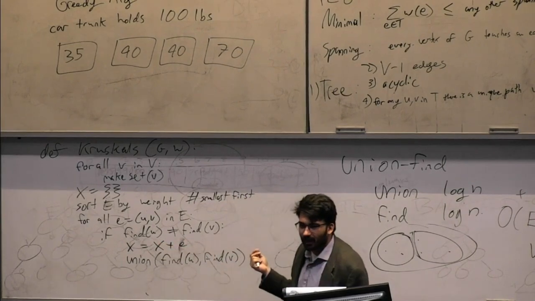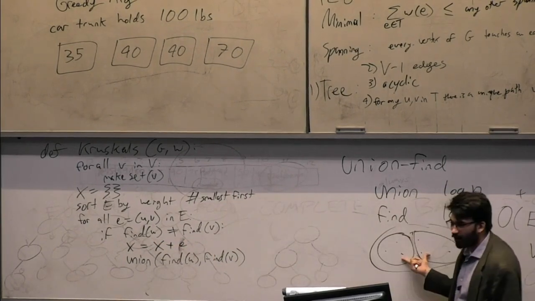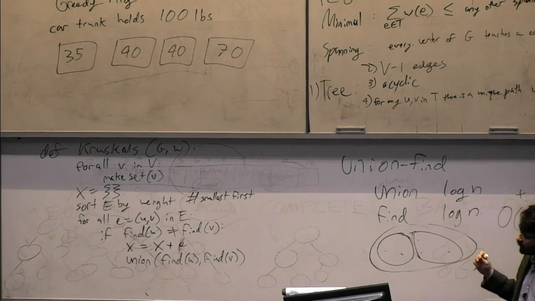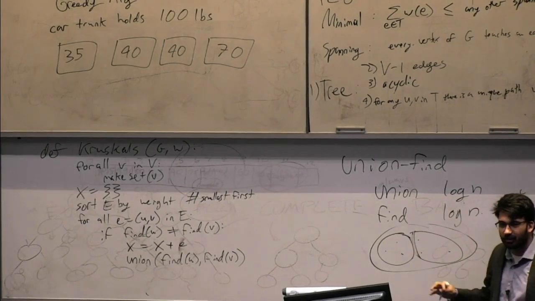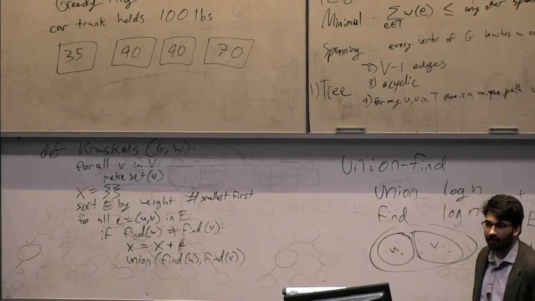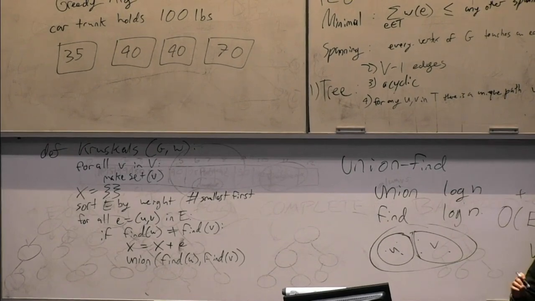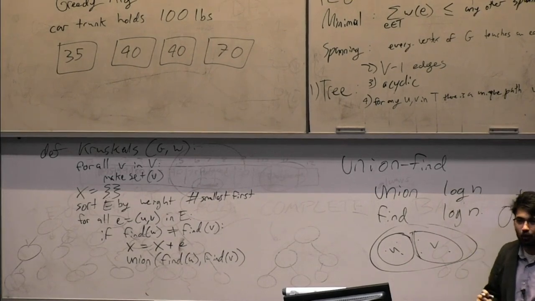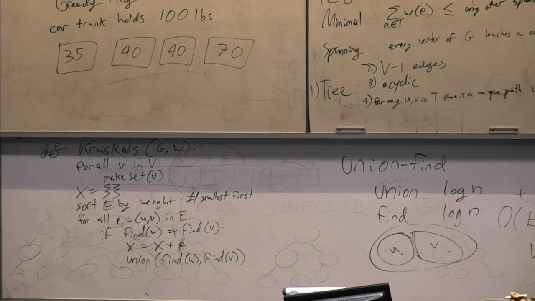But what we mean by find of u and find of v, we mean if find of u and find of v are different components. So if find u is a component, and find v is a component, if they're not equal, then we know u is somewhere over here and v is somewhere over here, right? So currently, in the ST that's in progress, which is X, we know that there is no path between u and v currently. So adding this edge, uv, would not form a cycle. So we have found a faster way than cycle finding for this step, right?